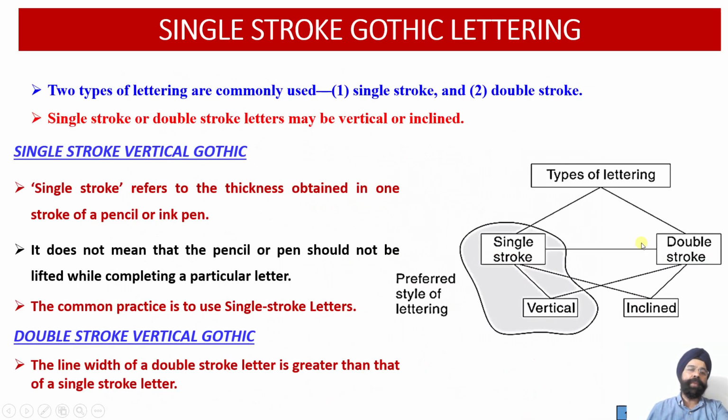So when we talk about Gothic lettering, there are two types. The first one is single stroke Gothic lettering, whereas the second method is called double stroke Gothic lettering. Both of these, single stroke as well as double stroke lettering, can be vertical or inclined. Usually we use the vertical Gothic lettering most of the time, but sometimes when we want to highlight something, we can use italics Gothic lettering as well. So there are two types of lettering, single and double, and both of them can be vertical as well as inclined.